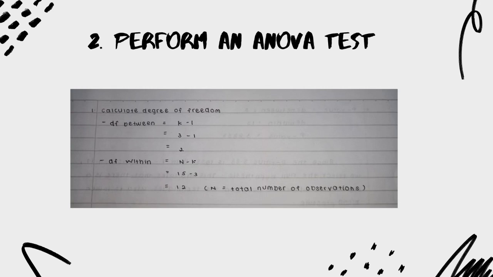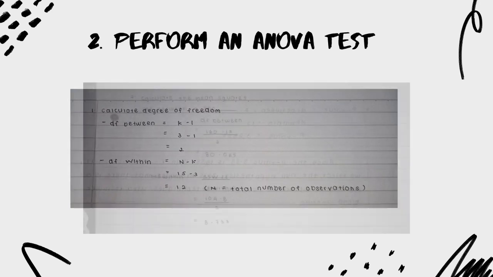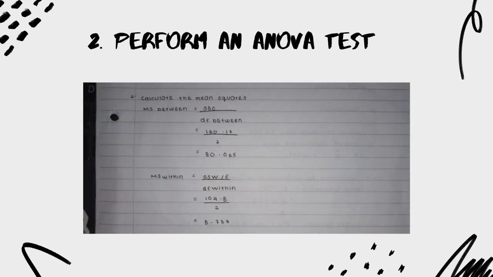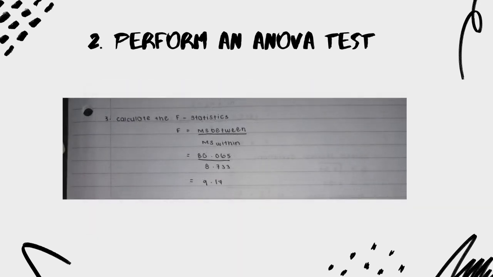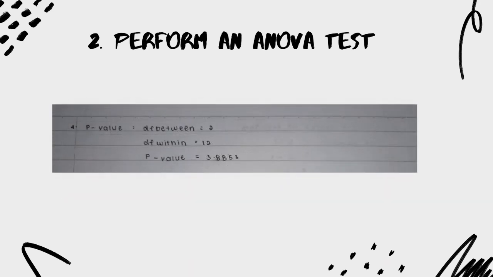First step, calculate the degrees of freedom. The degree of freedom between for the test is 2 and the degree of freedom within for the test is 12. Then calculate the mean square. The mean square between for the data is 80.065 and the mean square within for the data is 8.733. Then we calculate the F statistic. The formula for the F statistic is mean square between divided by mean square within, and the answer is 9.17.